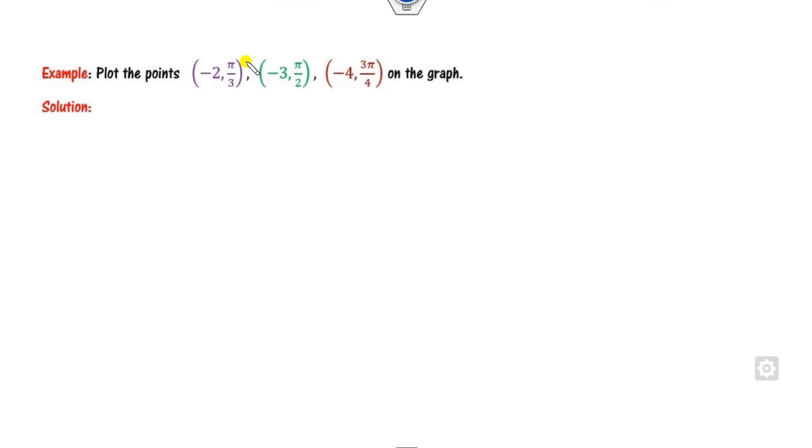If I consider the next example, you can see the r values are all negative. Firstly we can draw pi by 3. This is pi by 3. Now you can see this is the direction on this line.